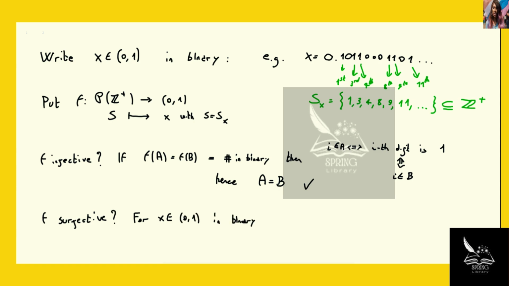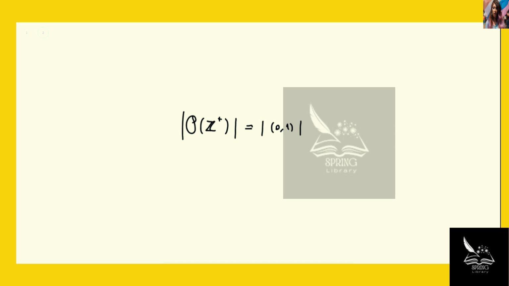Now for the surjectivity, we just observe that if you take x in [0, 1], you can just take the set S of x as defined up there in green, and by our definition of f, this set S of x is indeed mapped to x, and therefore f is surjective as well, which means that we have a bijection between the power set of the positive integers and the set of real numbers between 0 and 1. So we've just shown that the cardinality of the power set of Z plus is equal to the cardinality of the interval [0, 1].